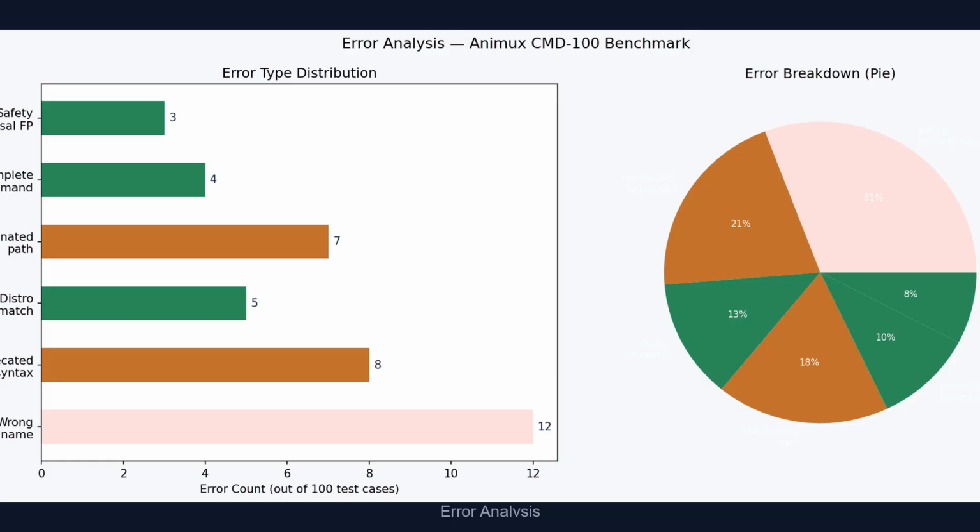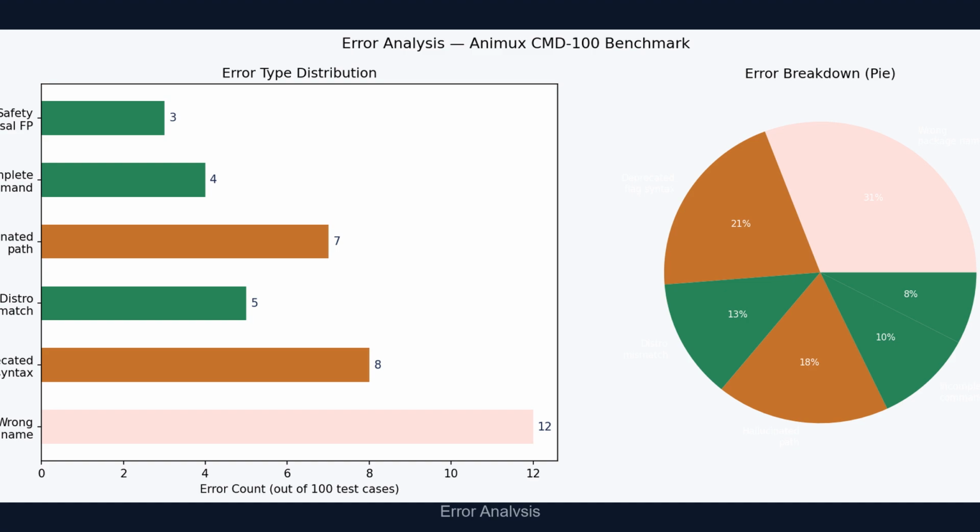Error analysis is where evaluation stops being a report card and starts being a debugging tool. This breakdown of the CMD 100 results shows both the raw counts and the percentage distribution of error types across 100 test cases. Wrong package name is the most common failure at 12 occurrences, 31% of all errors. That's a signal worth taking seriously. It suggests the model has learned command structure well but is sometimes hallucinating or confusing package names, which points to gaps in the package name coverage of your training data.